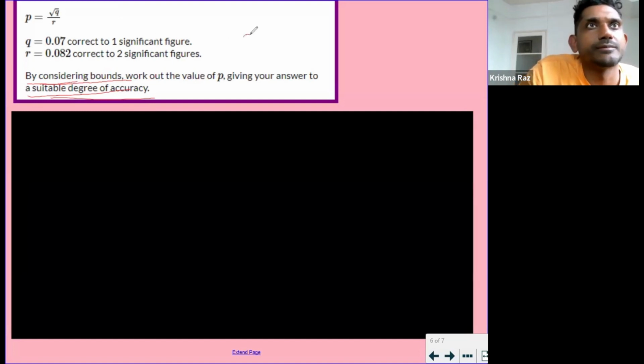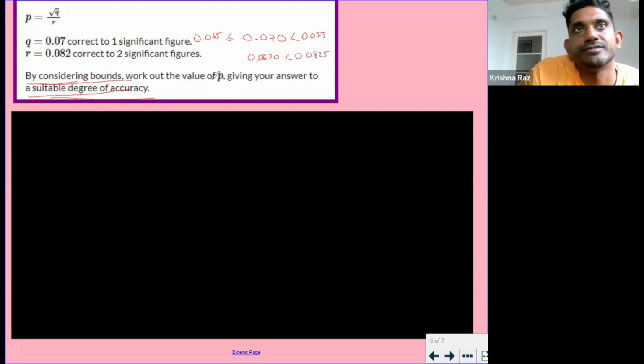So before I do anything, I'm going to write this bit out. So 5 more than 0.07 would be 0.075. And then 5 less than that 70 would be a 65. We have an 82. And put a 0 there, so I need a 0.0825, and I need 5 less than 20, which is 15. So 0.0815.